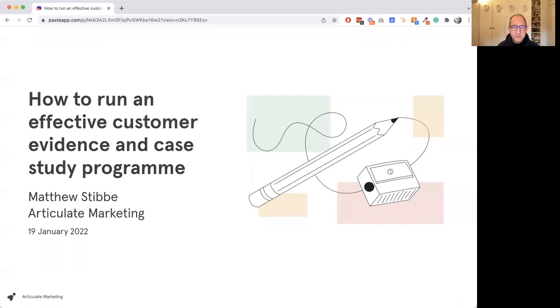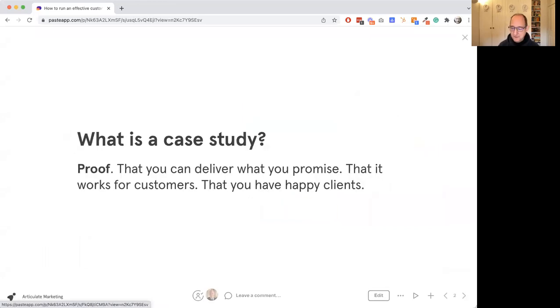Okay, so I'm just going to put that up there. Right, so how to run an effective customer evidence program and case studies. So let's just go through that. So what is a case study? Fundamentally, a case study is proof. It is proof that you can do what you say you can do, that you can deliver the results that your clients, potential clients are looking for.